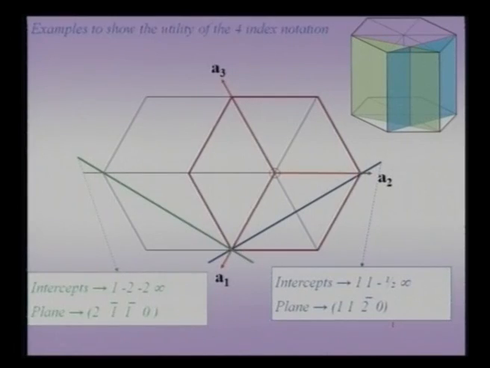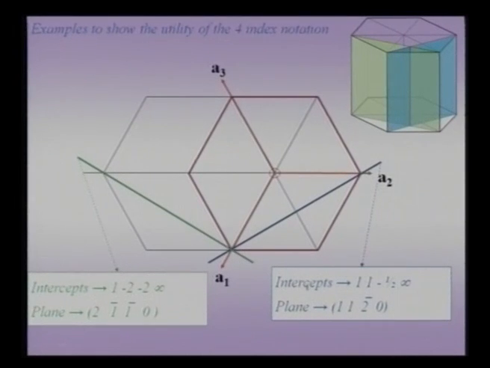Now, let me consider one more plane, and you can see again we are considering a green plane and a blue plane, which are identical, to illustrate the concept of Miller-Bravais indices. For the green plane, the intercepts are 1, in the A2 direction minus 2, and in the A3 direction, again we are not showing the intercept, it will go and intercept at minus 2. The intercepts are 1, minus 2, infinity, because the C direction never intercepts.